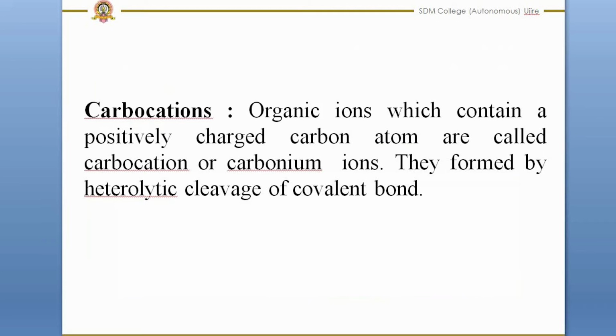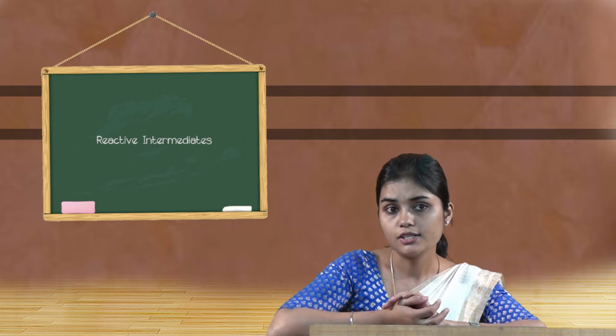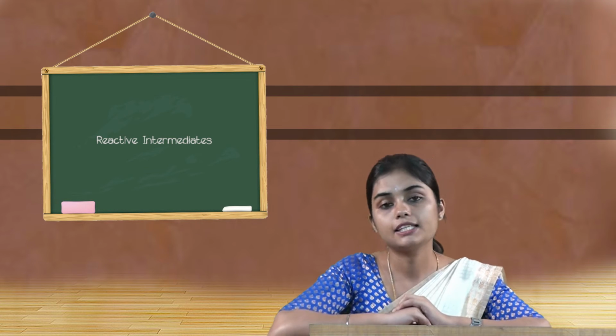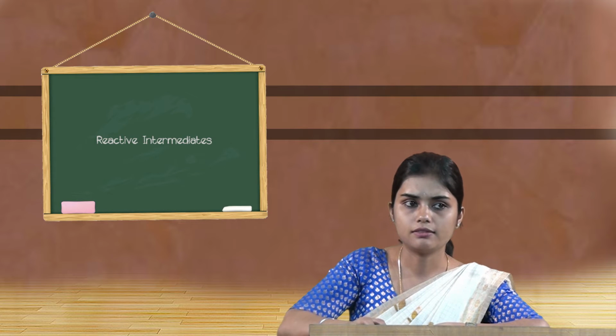that is the carbocation. Now, what are carbocations? The organic ions which contain a positively charged carbon atom are called carbocations. They are formed by the heterolytic cleavage of a covalent bond. You know how a covalent bond gets cleaved. There are two types of cleavage of a covalent bond, the heterolytic cleavage and the homolytic cleavage. Carbocation formation takes place only because of the heterolytic cleavage of the covalent bond.